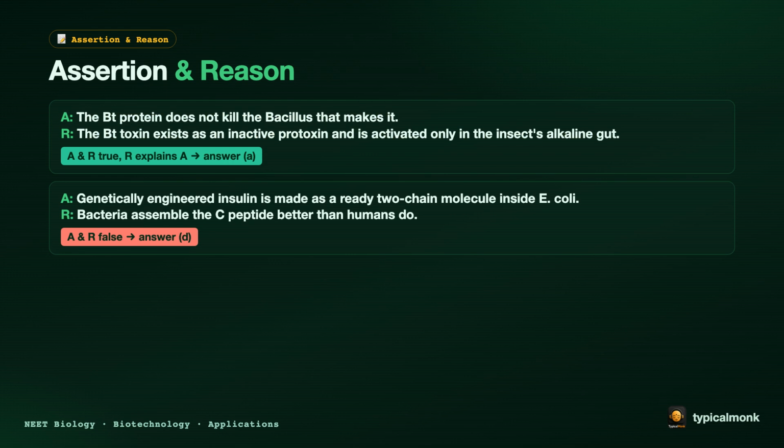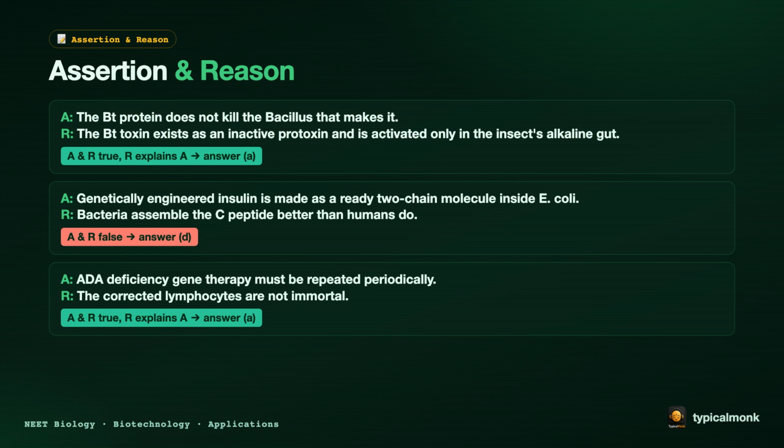Second, A, a genetically engineered insulin is made as a ready two-chain molecule inside E. coli. R, bacteria assemble the C peptide better than humans do. Both statements are false, so the answer is D. Third, A, ADA deficiency gene therapy must be repeated periodically. R, the corrected lymphocytes are not immortal. Both are true, and R explains A, so the answer is A.